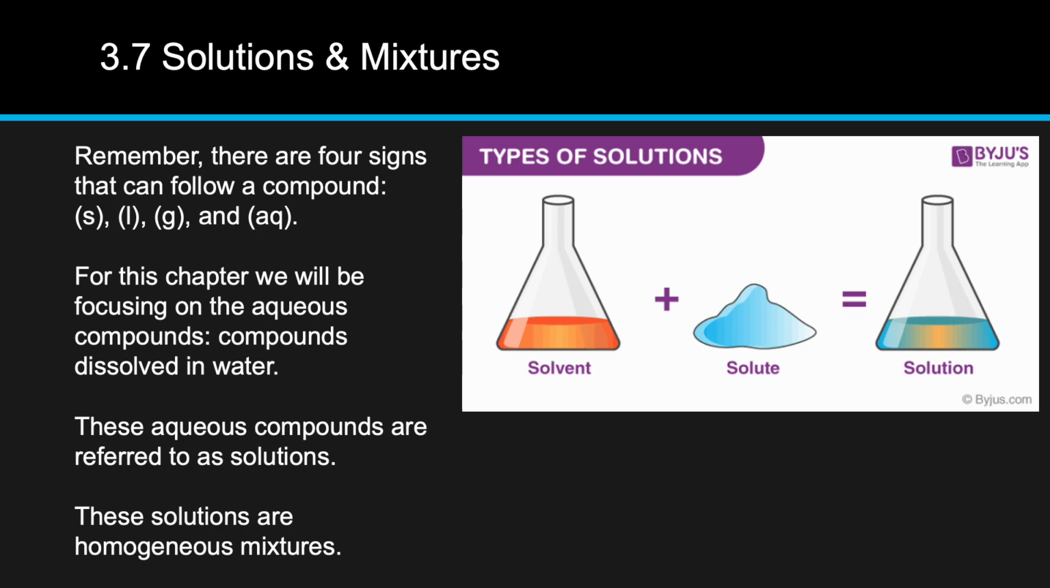So in Unit 1, we talked about the different states of matter that you can put next to a compound in a chemical reaction: S, L, G, and AQ. Those stand for solid, liquid, gas, and aqueous. Now remember, aqueous means dissolved in water, and that would be considered a solution, which is what we're going over today. And remember from a previous unit, we talked about homogeneous and heterogeneous mixtures. A solution would be a homogeneous mixture because it is an even distribution throughout.